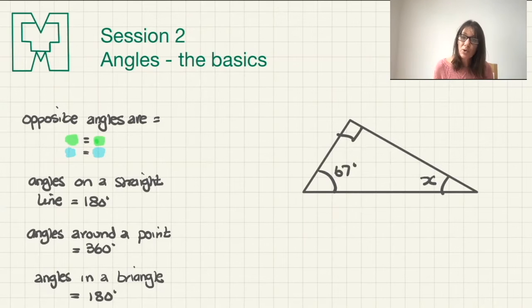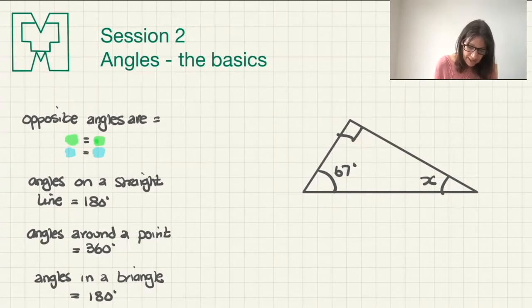Okay, pause and then have a go at that one. Okay, so we can see we've got the rectangle, not a very good one, or square, I should say. So we know we've got 90 degrees in this triangle.